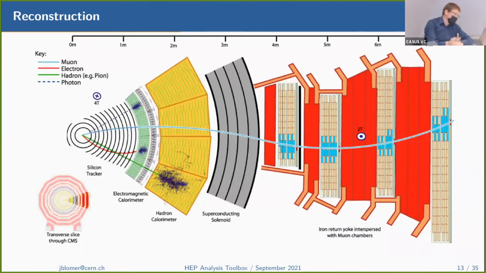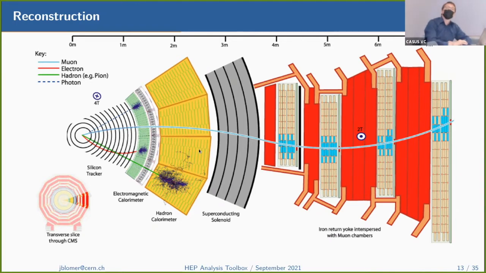Then you have the task of reconstruction. And now you see why these detectors come with very strong magnets. They come with strong magnets because then the charged particles that are generated make a curved trajectory. And by measuring the curve, you can reconstruct the momentum of the particle and the charge.